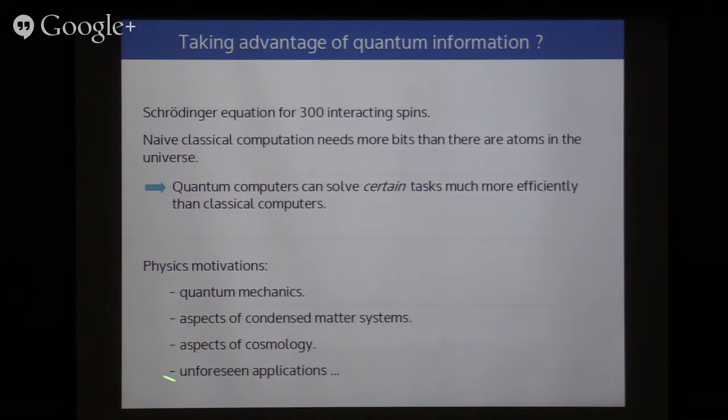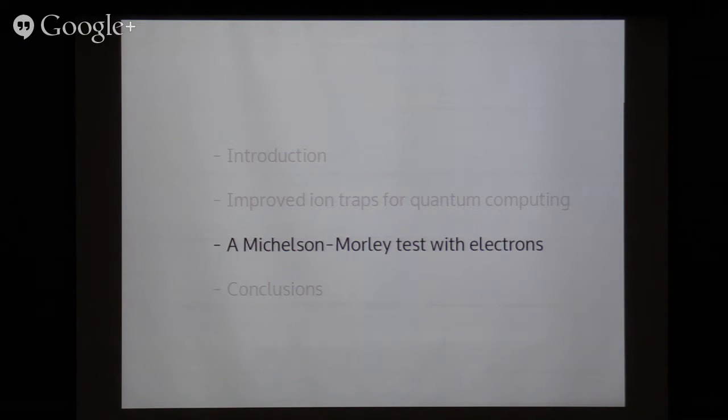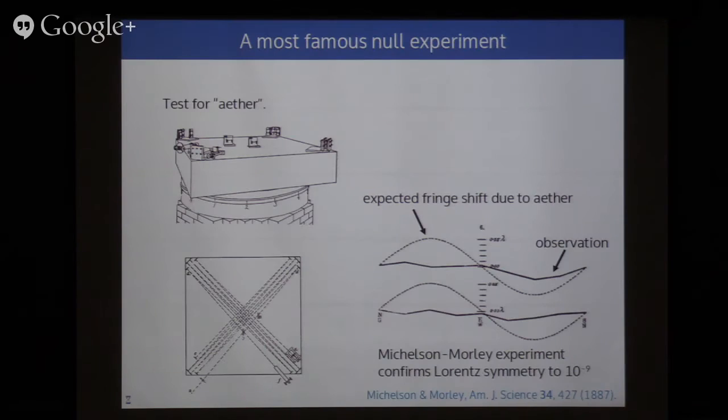So I want to come back to our motivations, what we want to do here. In particular, I want to talk now about unforeseen applications. That basically relates to the second two items in my title. I want to take advantage of quantum information tools to look for unforeseen applications, and this unforeseen application was actually a Michelson test with electrons. It came really out of the blue, in January 2014, I said in the seminar.